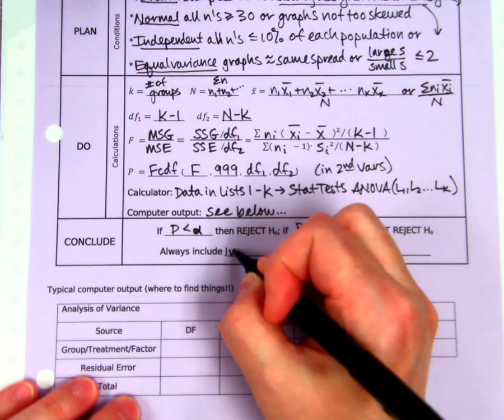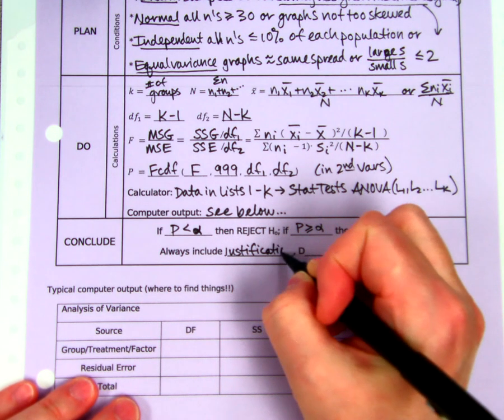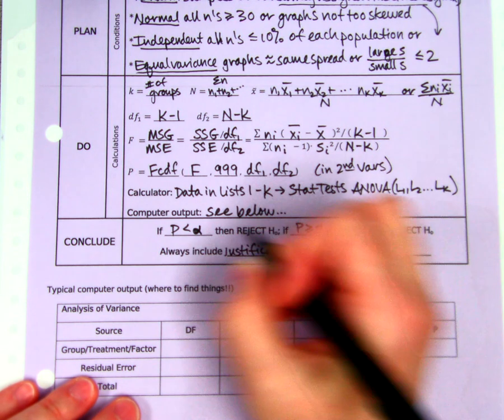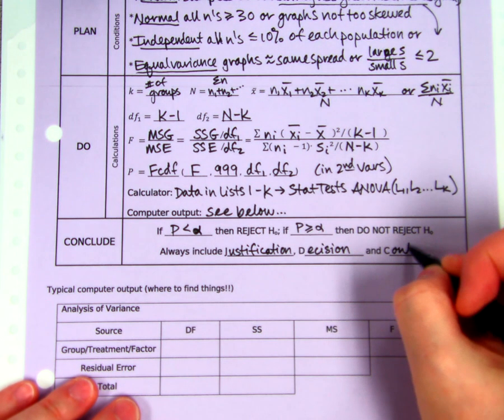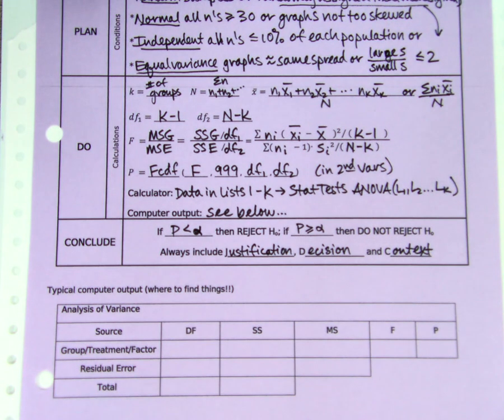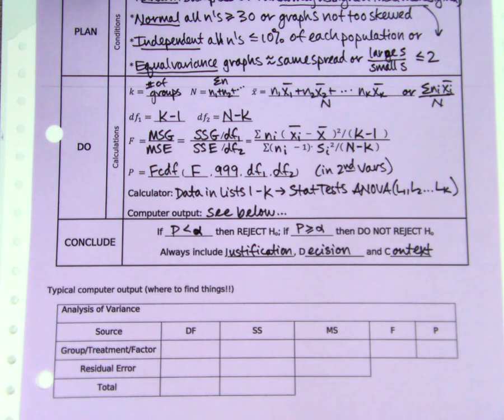Always include the justification, which is comparing p to alpha, the decision, which is reject or not, and the context, which is what is it we're rejecting or not rejecting. And I feel like we don't need the sample sentence because we've done it so many times before, but if you want to fit it in this space, you're welcome to do that.